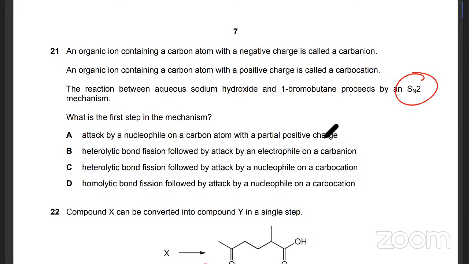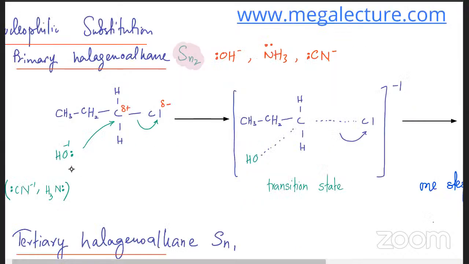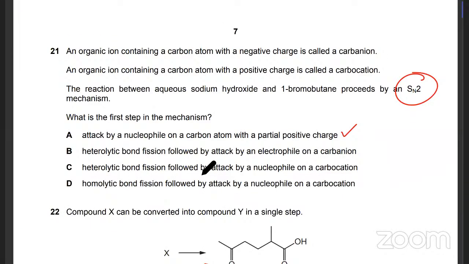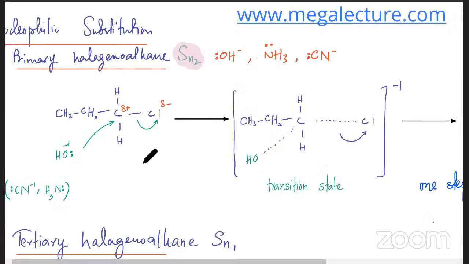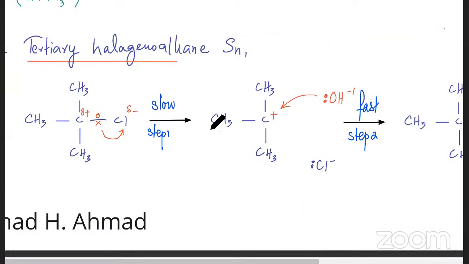Is that true? Yes, that is true. It's this one: nucleophile attacking a carbon with a partial positive charge. That's it. An electrophile is obviously not attacking. You wouldn't have a carbocation because carbocations happen in SN1 mechanisms. In SN1 mechanisms, the carbocation is formed, then the OH ion comes in. So that is SN1, not SN2.